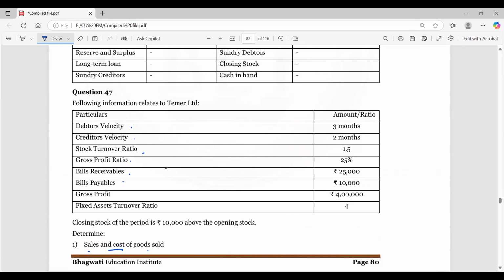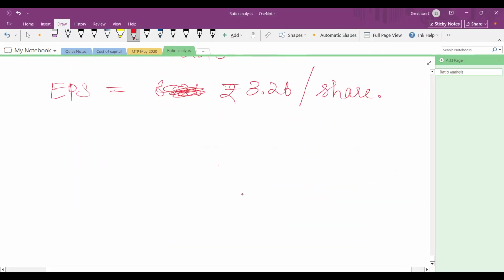They have given gross profit, and the gross profit ratio is also given. So first we can calculate sales and COGS directly. This is question number 47, and this is the requirement itself. So the first requirement: sales and COGS.